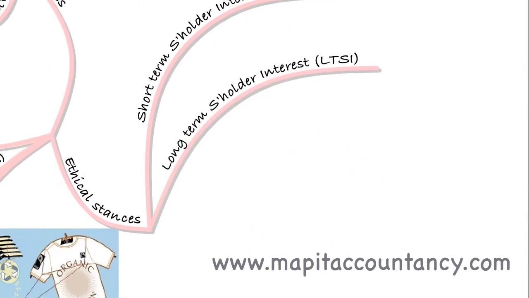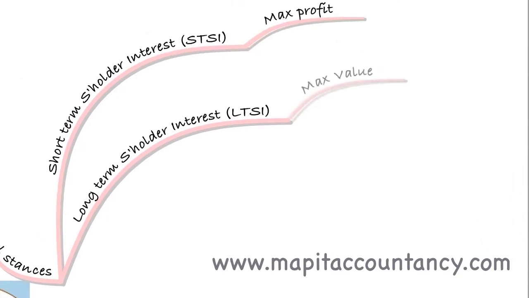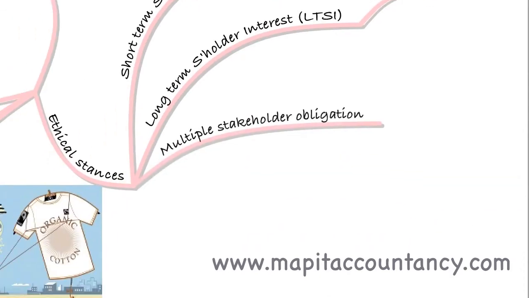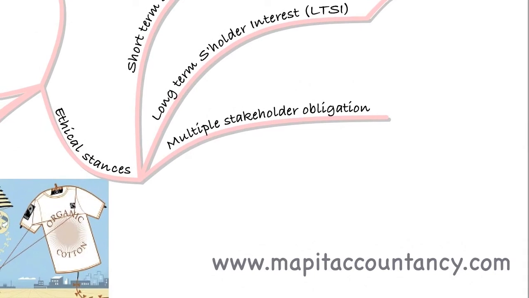The second ethical stance is long-term shareholder interest. Now, this is pretty much the same as short-term shareholder interest, except it takes a bit of a longer view. So it will seek to maximise value, but again doesn't really seek to try and comply beyond the legal minimum. So it's more focused on providing a return to shareholders rather than thinking about the wider ethical requirements of the business.